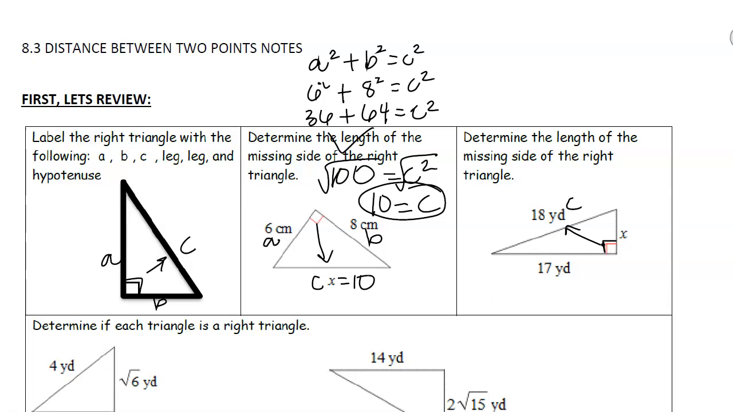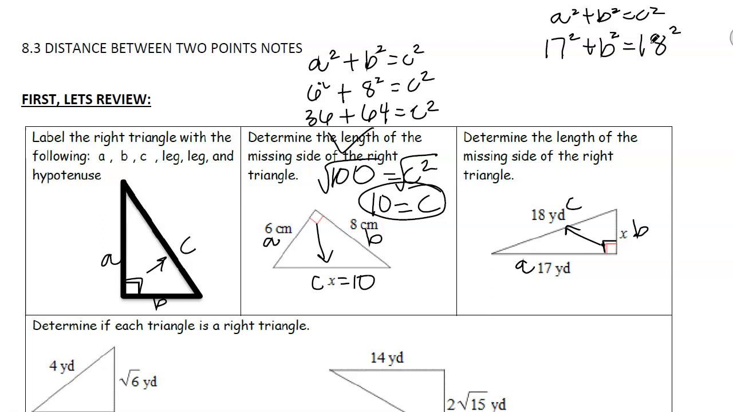Alright, this one right here, again, here's the angle right across. That is your C. The other ones are A and B. So A squared plus B squared equals C squared. For A, we have 17 squared. For B, we don't have anything. And for C, we have 18 squared.